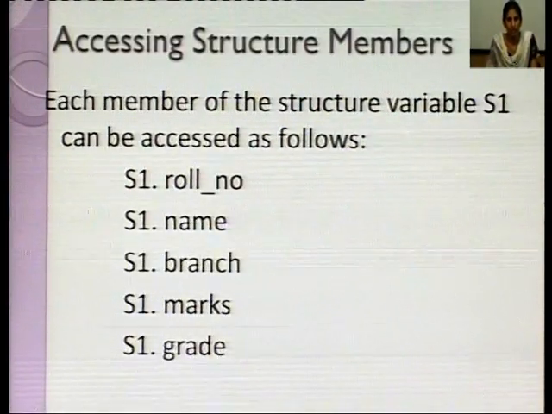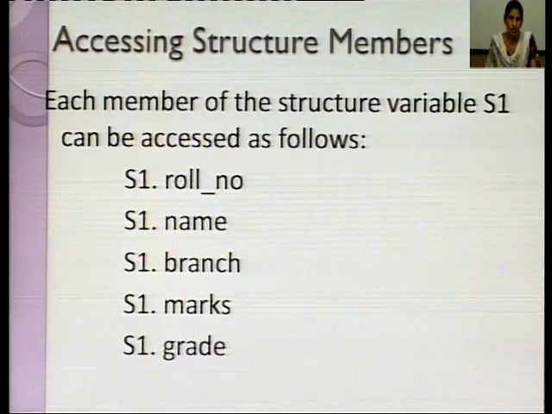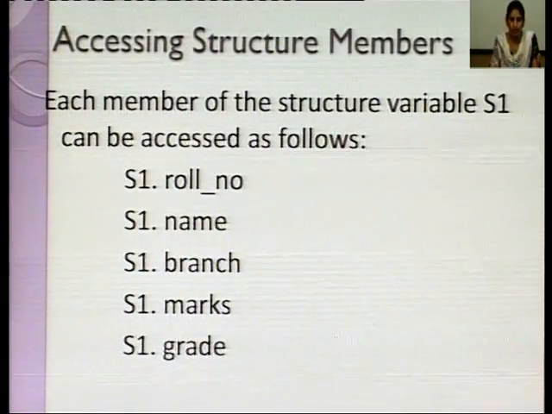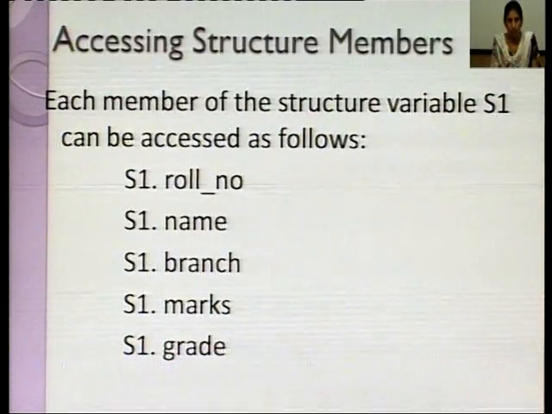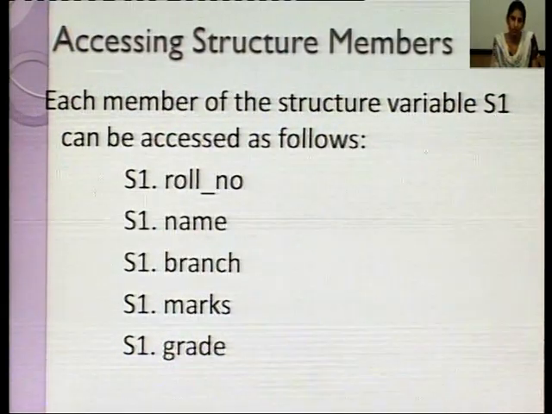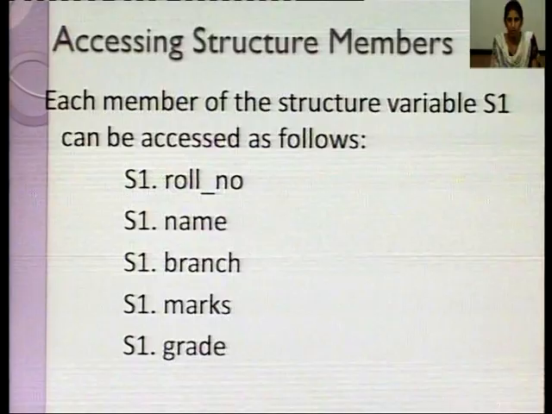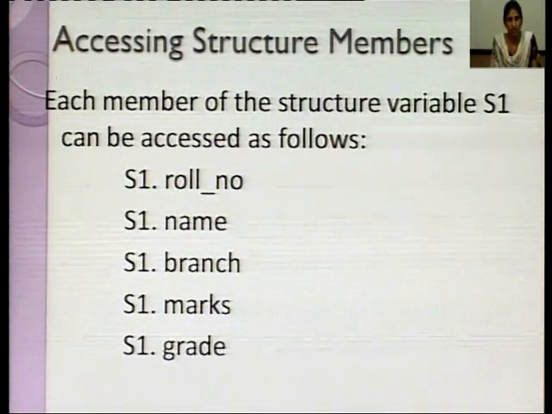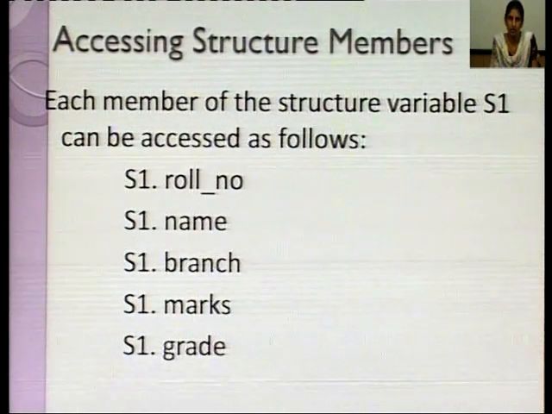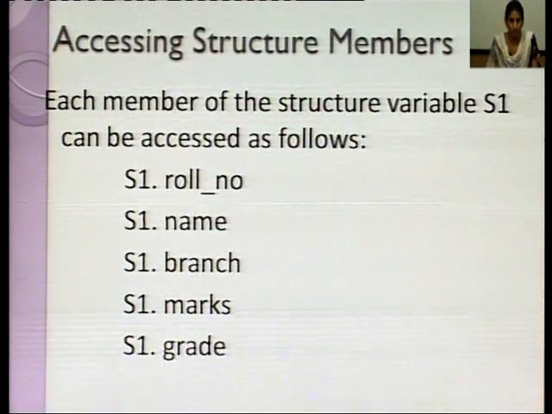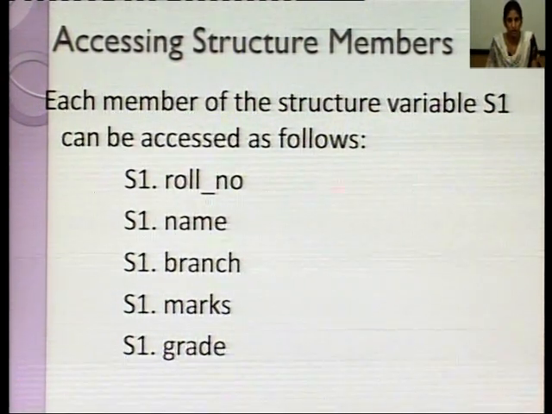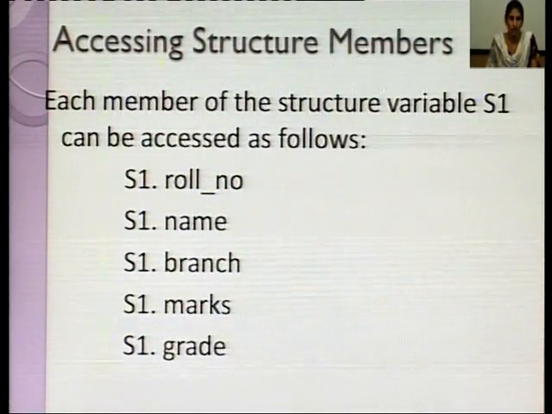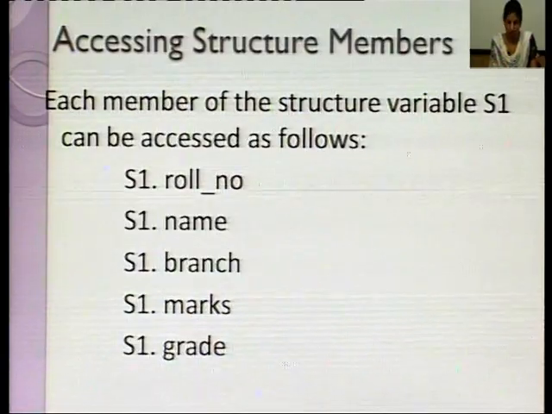Each member of the structure variable s1 can be accessed as follows. S1 dot roll number will access the roll number variable of s1 variable of the structure. Here s1 is the variable of structure and roll number is the integer type variable which is member of structure student. Then like this, s1 dot name, s1 dot branch, s1 dot marks and s1 dot grade. All these are members of structure.